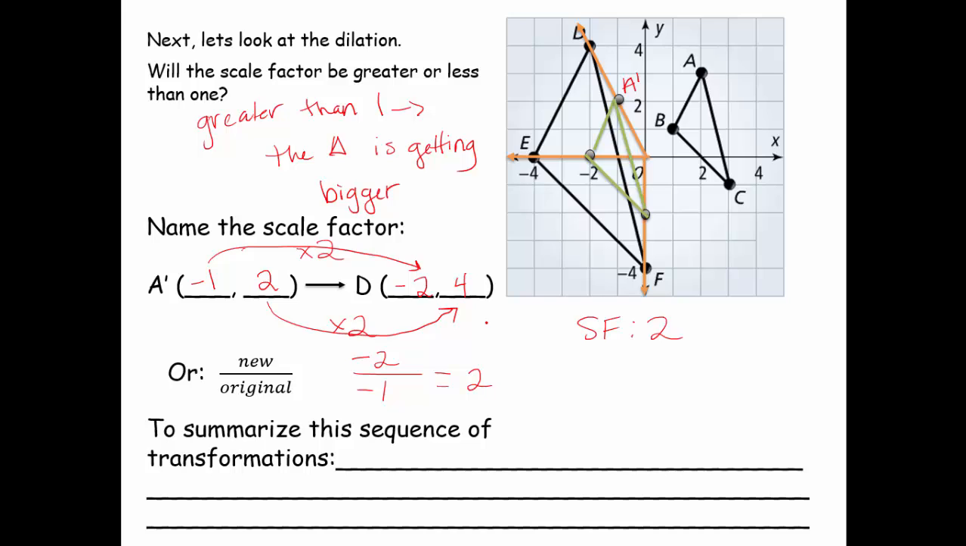So to summarize the sequence of transformations, we translate the figure 3 units to the left and 1 unit down. Oh, gee, that was sloppy. Then dilate the figure by a scale factor of 2. And that would be how you're going to summarize or describe that sequence of transformations.